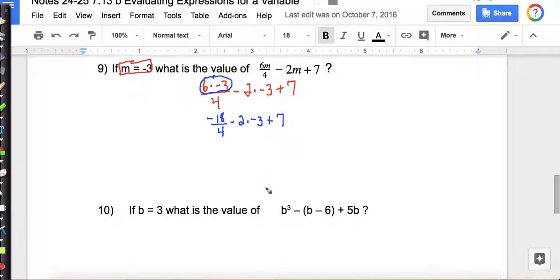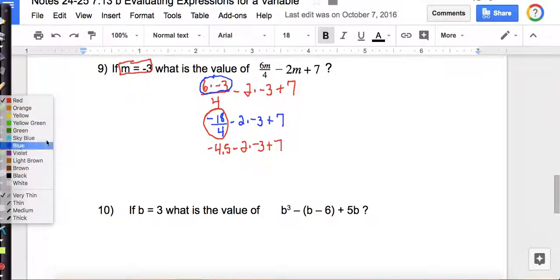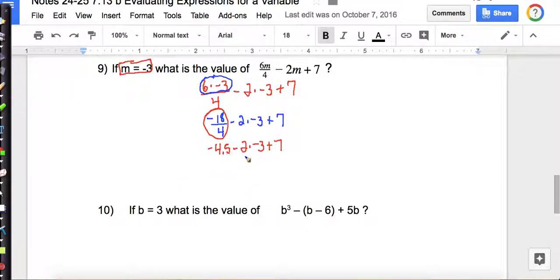I don't see any exponents, so I'm going to look for multiplication or division from left to right, and I actually see it right here. Remember, just a single fraction is considered division. So -18 divided by 4 is -4.5 minus 2 times -3 plus 7. Now, is there any more multiplication or division from left to right? There sure is. So there's two ways to look at it.